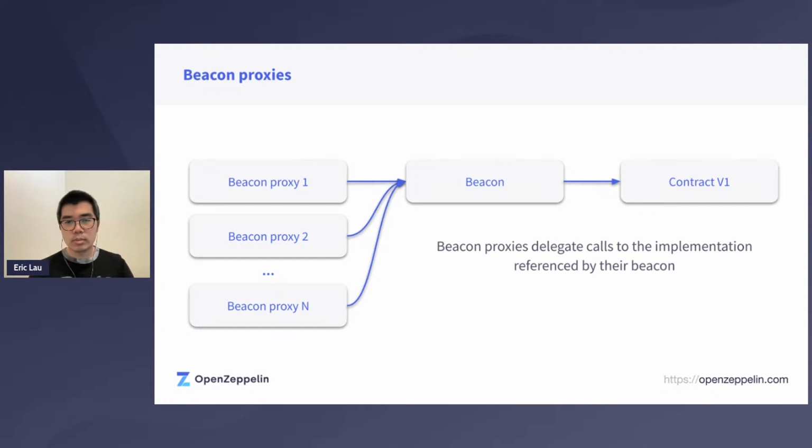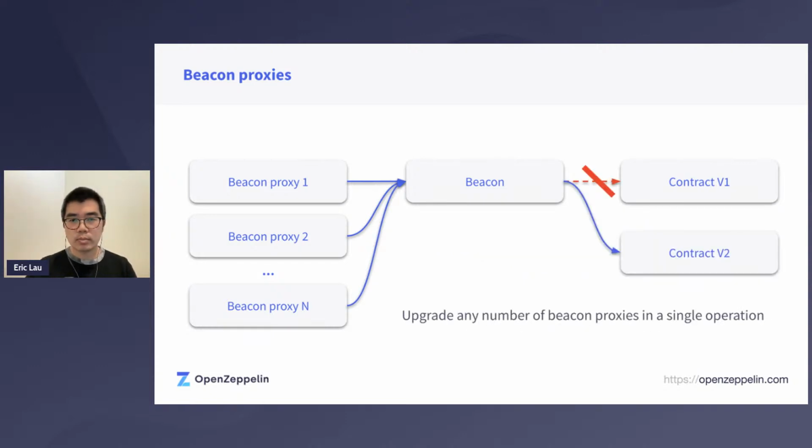With Beacon proxies, much like regular proxies, any function calls are delegated to their implementation. However, instead of the proxy storing the address of its implementation contract, the Beacon proxy stores the address of a beacon, which in turn stores the address of the implementation contract. So the Beacon proxies simply delegate their calls to the implementation that is referenced by the beacon. And the benefit of this is that this allows you to upgrade any number of Beacon proxies in a single operation simply by upgrading the beacon that they point to.